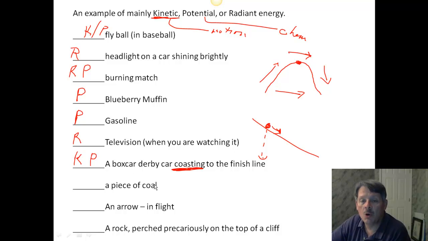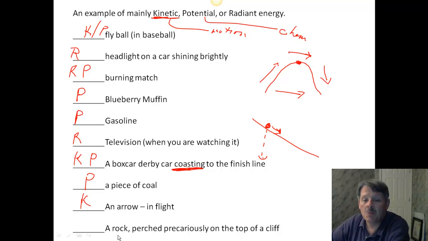A piece of coal, assuming it's not burning right now, which would be giving you heat energy and light energy, which is radiant. Assuming it's just sitting there as a black piece of coal, right? It has chemical potential energy. It can give you energy. An arrow in flight, well, clearly that's supposed to be kinetic. Because it's in flight, it's moving.